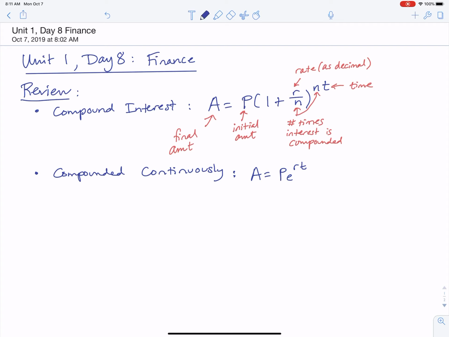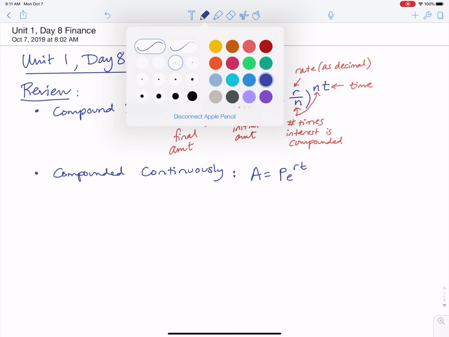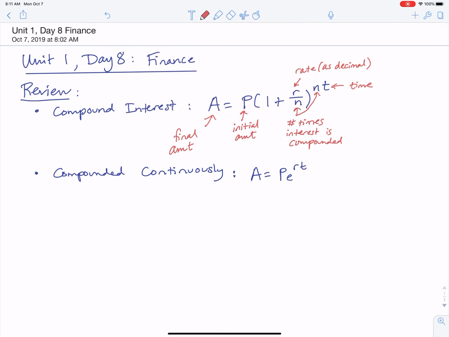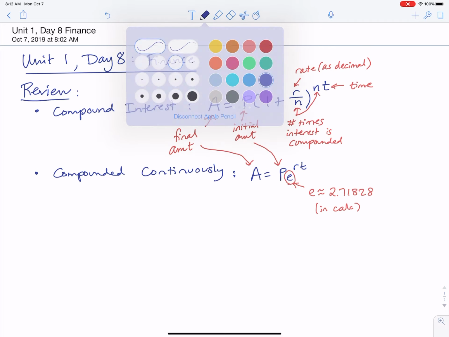So again, the number on the left is still going to represent a final amount. So this is final. The number on the right-hand side is going to be initial. R is still rate, T is still time. This e is the natural number e that is in the calculator, 2.71828, and that is stored in the calculator. Okay, so like I said, those we did last year.